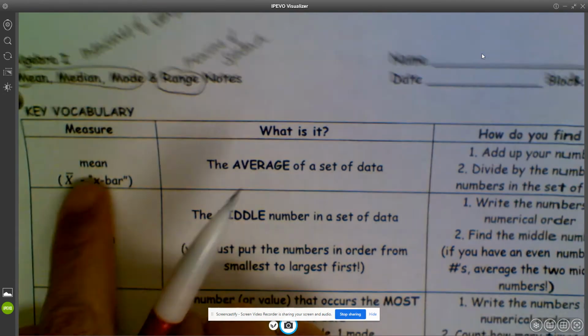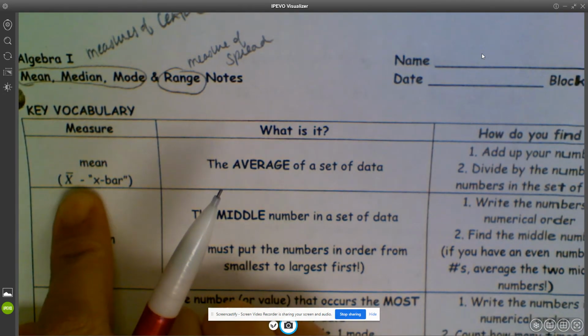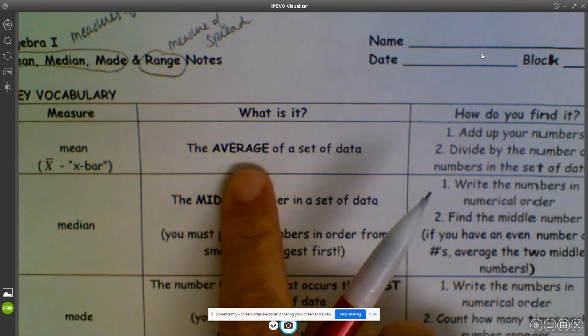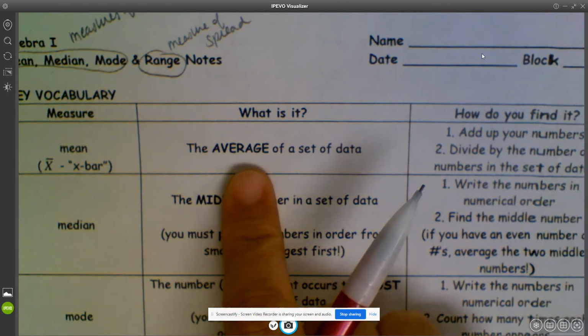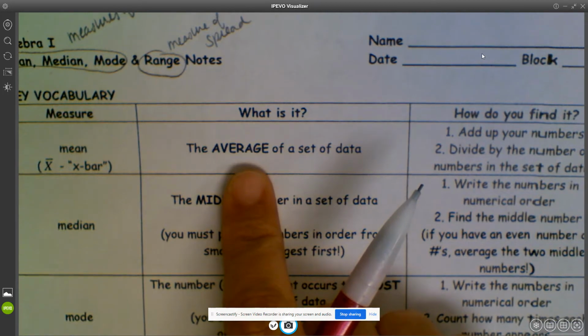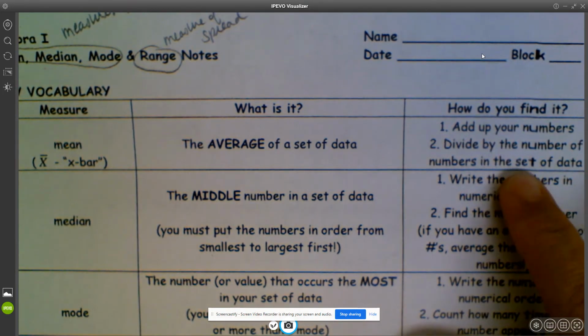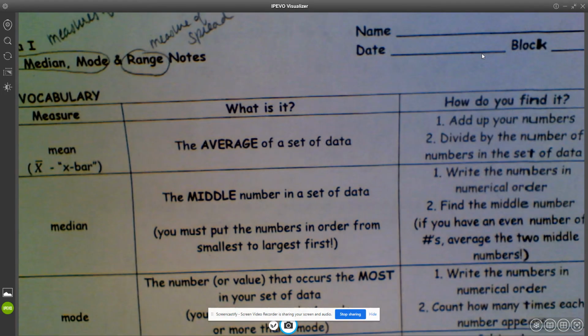When we talk about the mean, you will see they'll have a symbol for x bar. That is the average of a set of data. And how would you find this average or this mean? You're going to add up the numbers, divide by the number of numbers in the data set.